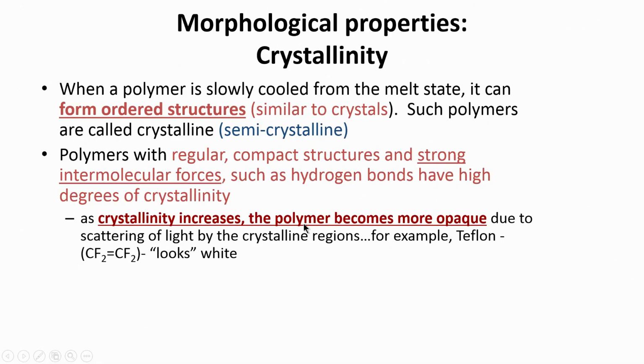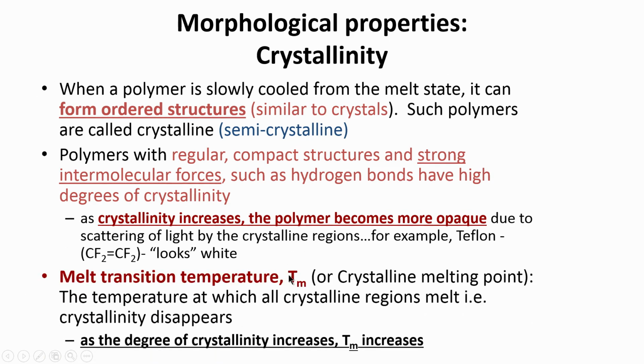As crystallinity increases, the polymer becomes more opaque because the chains are very close now and do not allow the light to pass through, it causes scattering of the light. So, something like Teflon will look white because of this reason. And if you heat this polymer up, more and more heat energy will go into your polymer sample, and there will be a temperature Tm, which is called the melt transition temperature, at which all the crystalline regions are melted and the crystallinity disappears. As the degree of crystallinity increases, so if you have more and more intermolecular interactions between the chains, the melt transition temperature also increases.